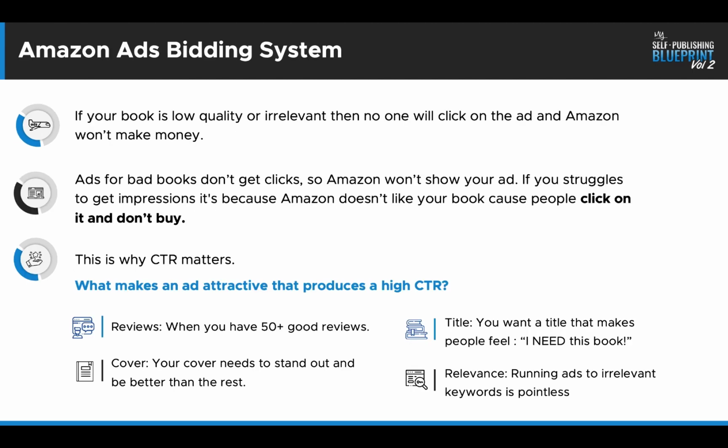So if your book is low quality or irrelevant, no one's going to click on the ad and Amazon won't make money.